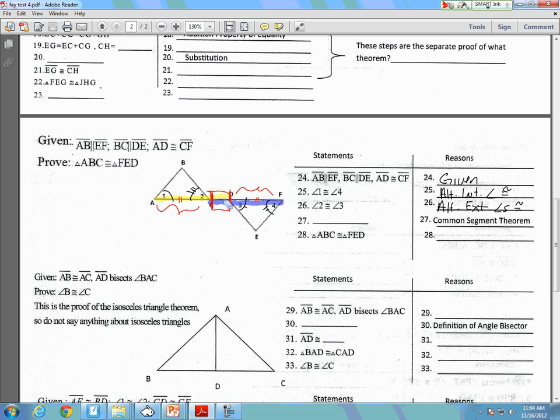So we want to say, what are those two segments that you would end up with? AC congruent to DF. That's another example of the common segment theorem. And now I'm going to have angle, side, angle, angle, side, angle, so that's why these two triangles are congruent.